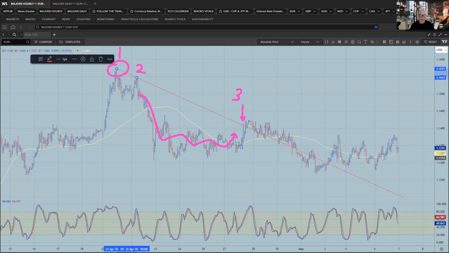But once the trend line breaks, if there's price action above the trend line, we need to adjust the trend line accordingly. Okay. And this is how trend lines evolve and develop. So let me just clear the screen.